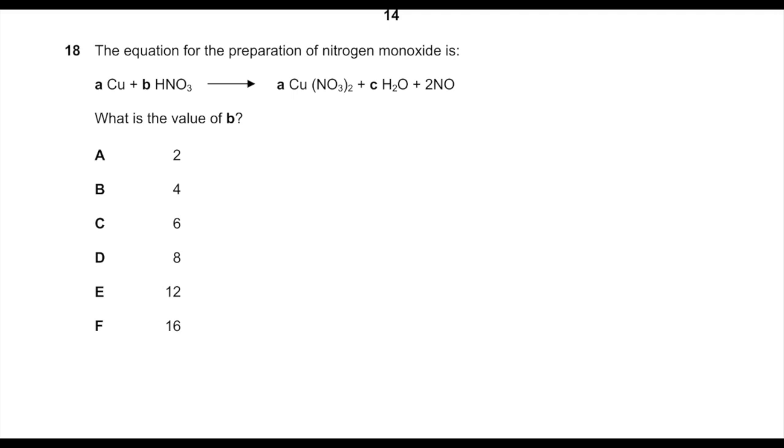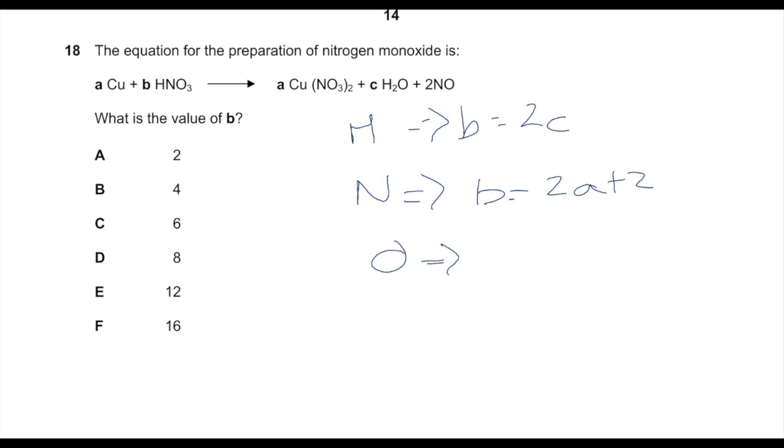And the other option is to make the whole equation into a bunch of simultaneous equations and then solve it. So, if you do it via simultaneous equations, you can make the hydrogen equal B, which is equal to 2C. You can make the nitrogen B, which is equal to 2A plus 2. You can make the oxygen into 3B, which is equal to 6A plus C plus 2.